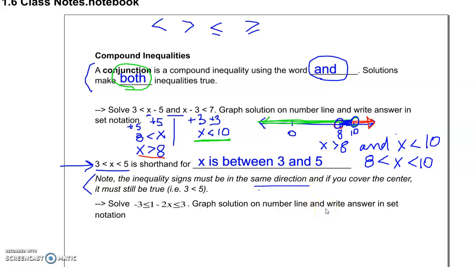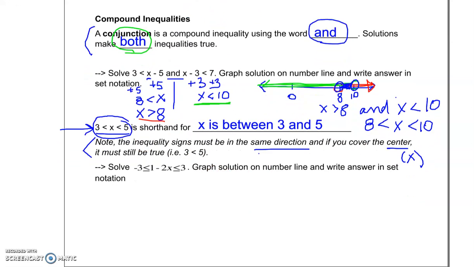And if you cover up the center, which means when you cover up the x, it's true. So if we covered up the x here in the middle, we'd have 8 is less than 10, and that is true. You couldn't ever write it the other way around. 10 is less than x is less than 8, because if you cover up the x, it's not true. But in this case it is. And the same thing over here. If we cover up the x right here, we would be left with 3 is less than 5, which is true. So that tells us it's an okay way to write it.